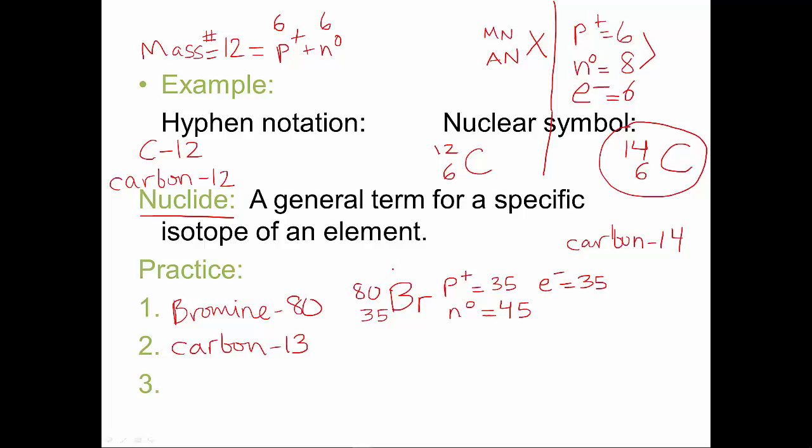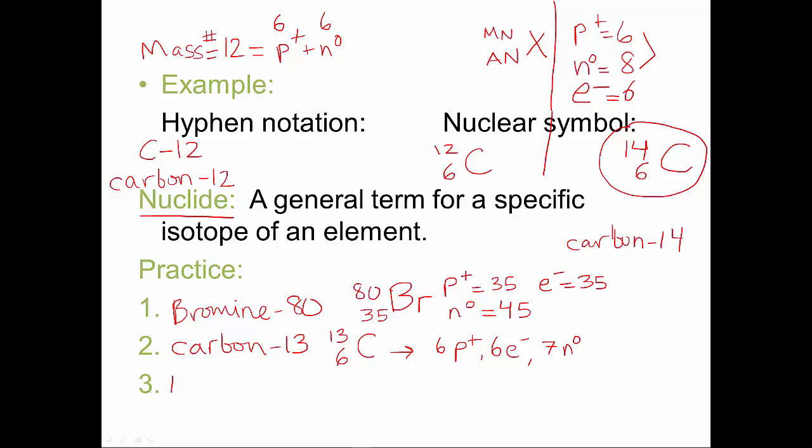Take a moment and write out the isotope symbol. You can pause it if you need to. So carbon is C, the mass number is 13, and we look at the periodic table to find that carbon has an atomic number of 6. This means that there are 6 protons, 6 electrons, and 13 minus 6 is 7, so there are 7 neutrons.